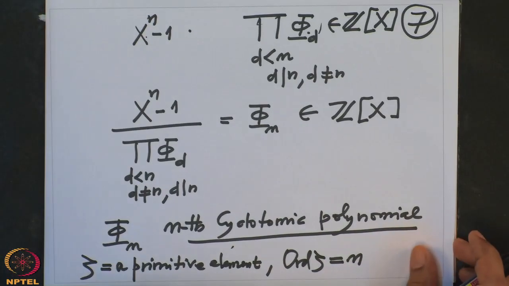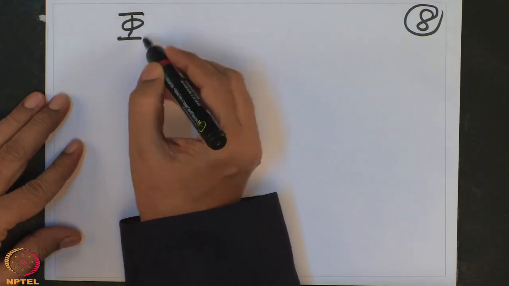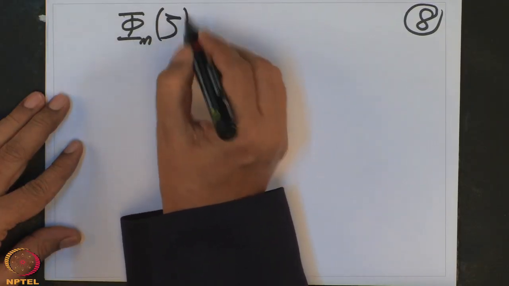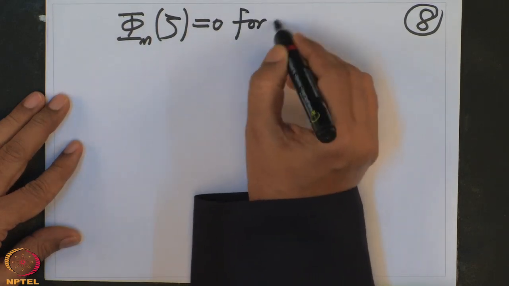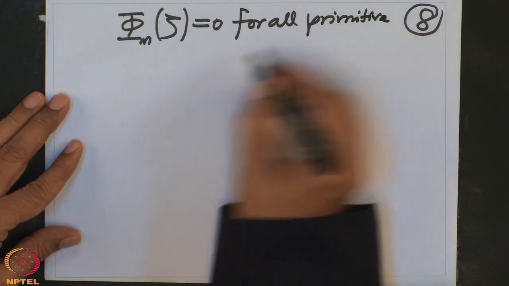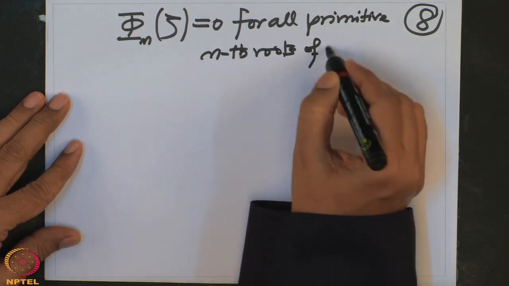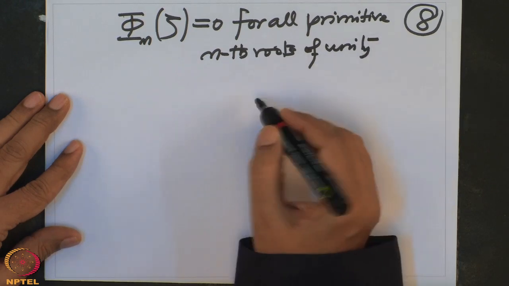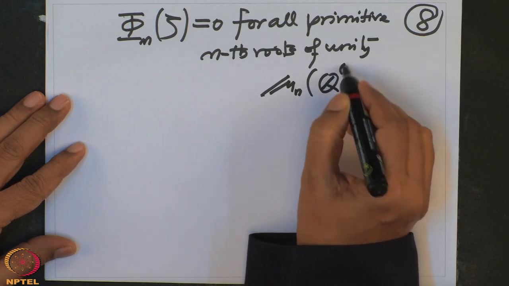So therefore I definitely know, this shows that phi n of zeta is 0. Not only for one primitive element, this is true for all primitive nth roots of unity, because they are precisely the generators of this group mu n of Qn.